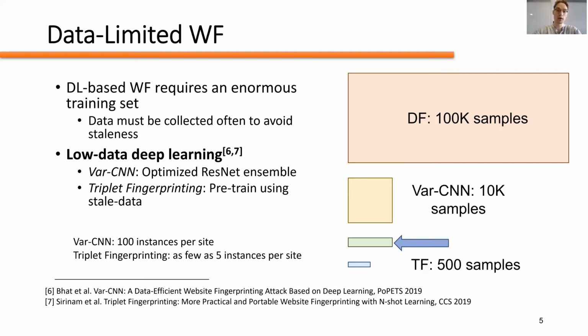Now, however, 100 samples, such as used by Var-CNN, is still quite a lot given the quickly changing nature of websites. And triplet fingerprinting, however, we see performs rather poorly in the more realistic open world setting. So our newest attack aims to improve along this line of research.